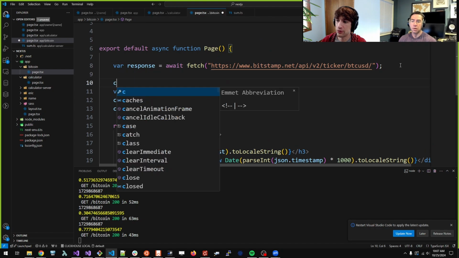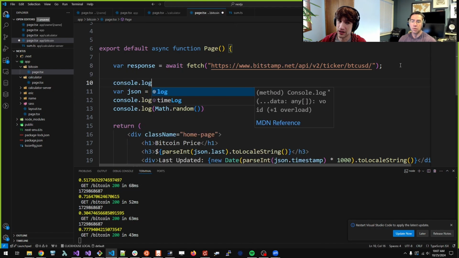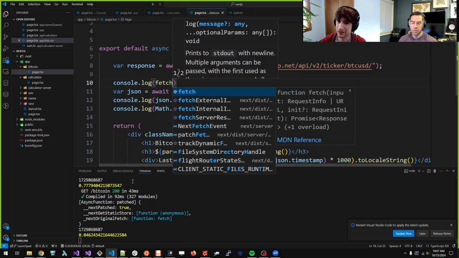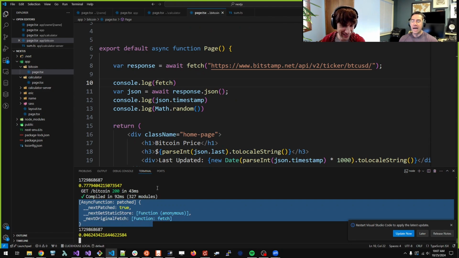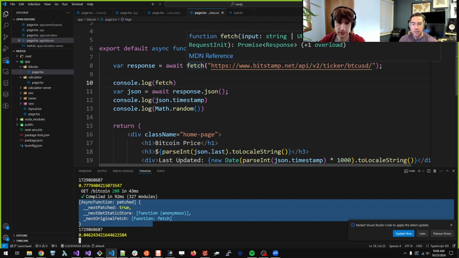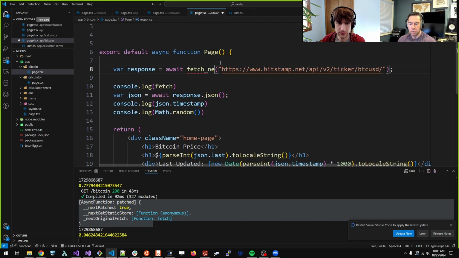If you want to test this, we could tell it not to cache it. You want to do that? I do. Is this a bridge too far? Therein is the problem. Next patched it. So the important thing to know here is that it is not the native fetch.